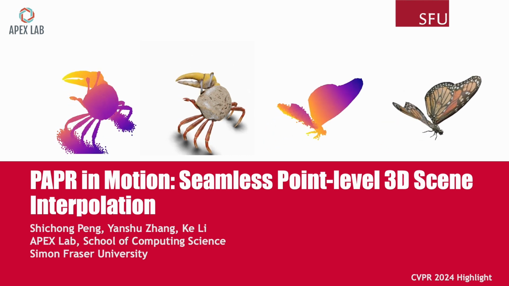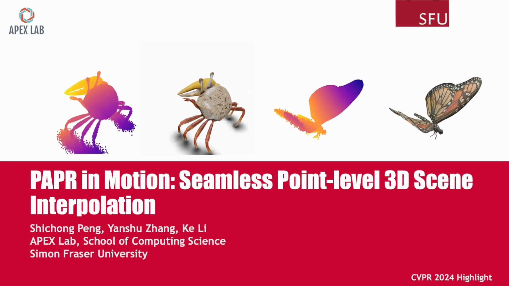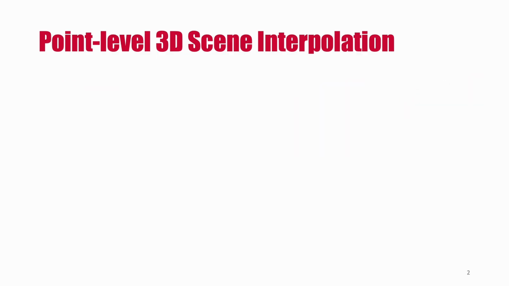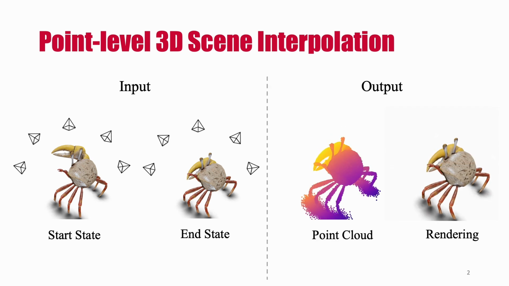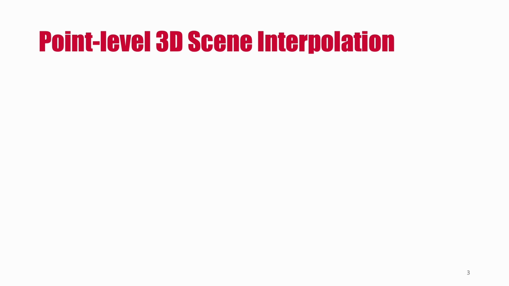We introduce Paper in Motion, a method for seamless point-level 3D scene interpolation. In this work, we introduce a novel problem setting called point-level 3D scene interpolation. Given RGB images of a scene from multiple views at two different states, the goal is to synthesize a smooth interpolation between both the scene geometry and the appearance.